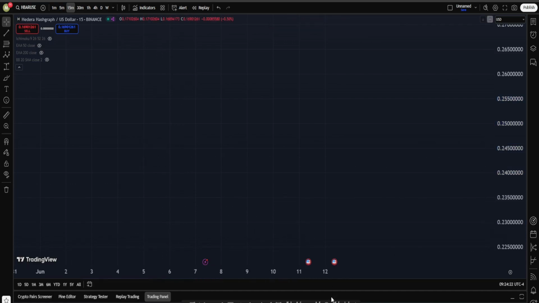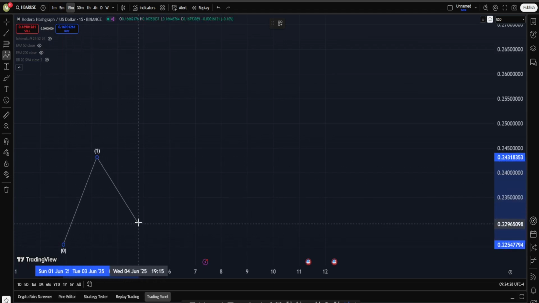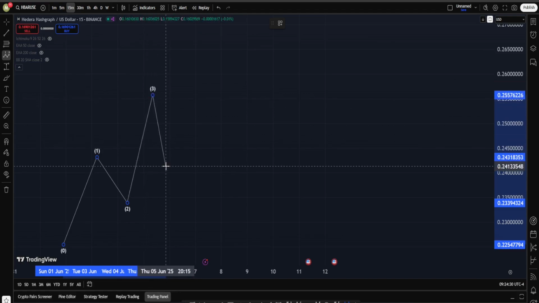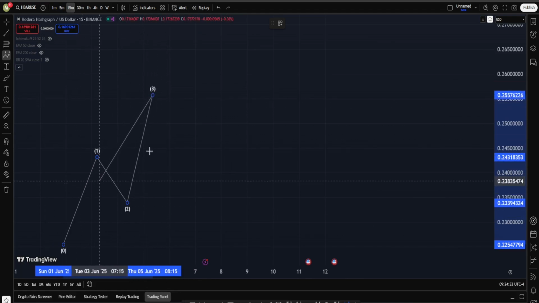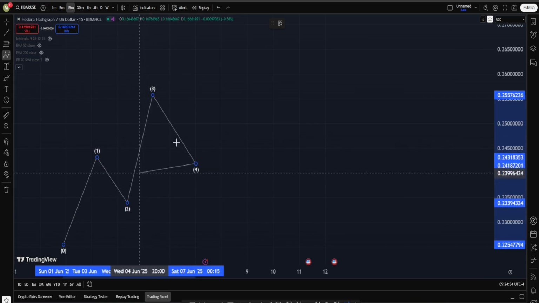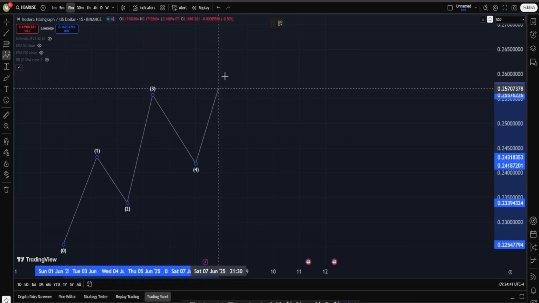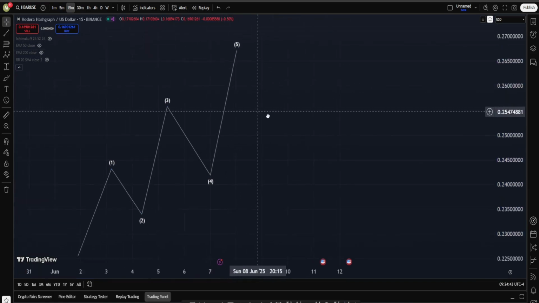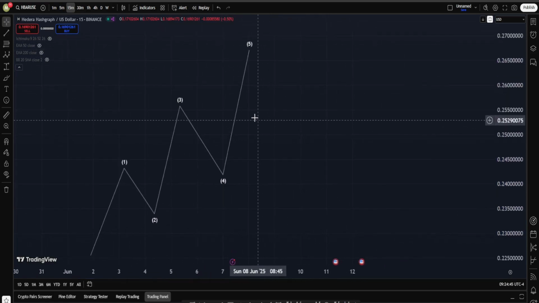In some other cases, you can have something called an expanding leading diagonal, which looks like this. This is our initial move up into 1, correction for 2, big move up into wave 3, and it has to be bigger than 1, correction for 4, it's going to be bigger than wave 2, and in here, unlike a normal 5 wave, we must have overlapping of the waves, and this is our final move up into wave 5, and it has to be the biggest wave in here.